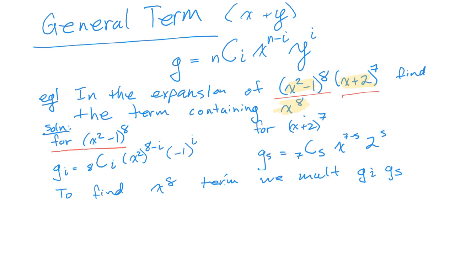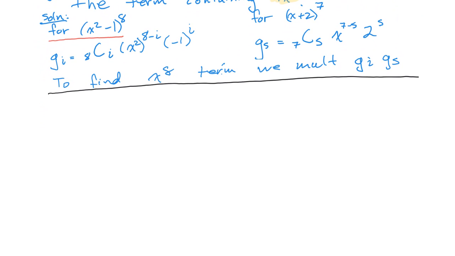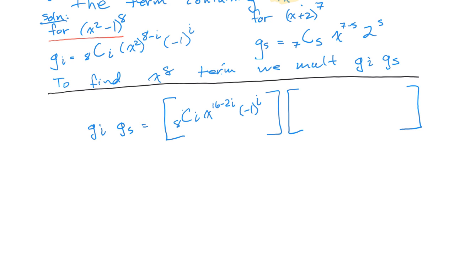Now, in order to find the x to the 8th term, we literally have to take this problem, g of s and g of i, and we have to multiply them together in order for this to work. So now g of i is given by this. G of s is literally just going to be this. For a simplification of g of i, we're just going to make sure that we expand the x squared to the 8 minus i to get x to the 16 minus 2i. So this will cut down on our calculations for later. And then we're going to put in our g of s.